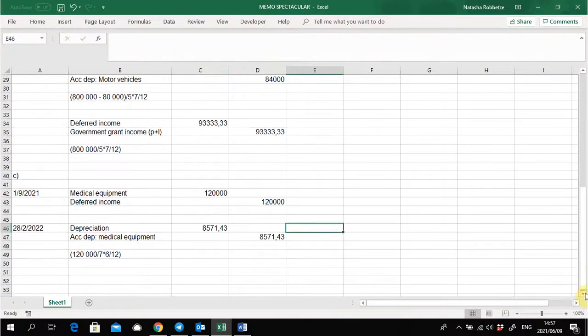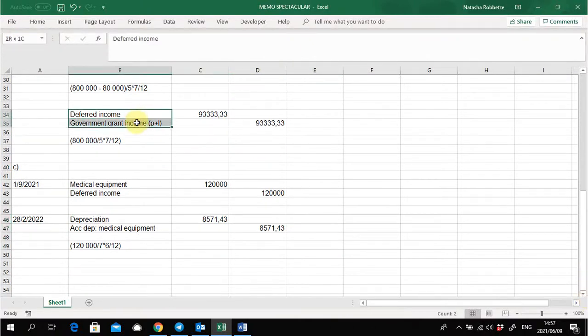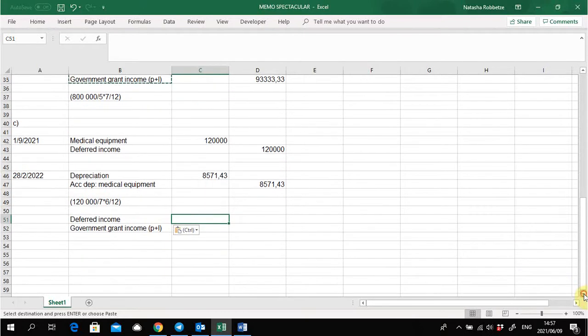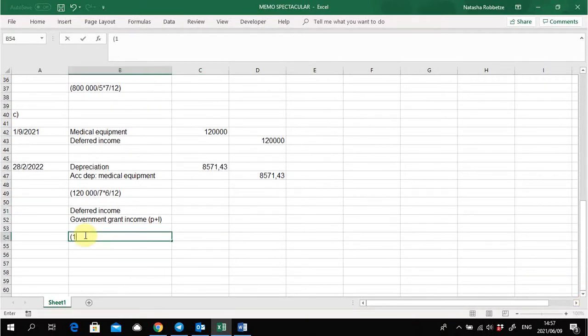Right, then we still have to write off a bit of the deferred income. So I'm just going to copy these entries because we still have to debit deferred income and move a bit of the deferred income to government grant income. So here we're going to say it's 120,000 Rand. There's no residual value, so it's divided by 7 times 6 out of 12 because we need to write off the deferred income for it to be in line with the associated asset, which is medical equipment. And that should give you the exact same answer as depreciation.